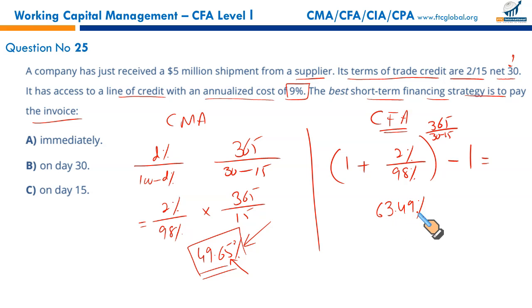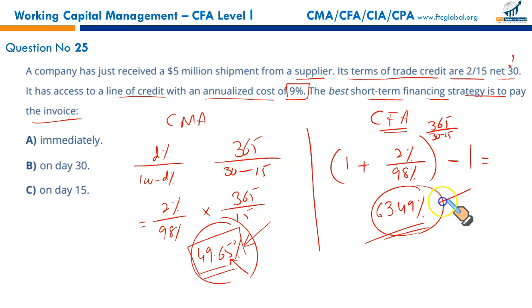Expressed in percentage, the cost of not taking the discount in CMA would be 49.65 and in CFA it is 63.49. Let's say borrowing money at this high interest rate from the bank. Would you ever take a loan at this rate? Of course not. So if this is such a high rate, then you should avail the discount and you should pay on the 15th day. Not immediately. He has given you 15 days. Enjoy the 15 days period.